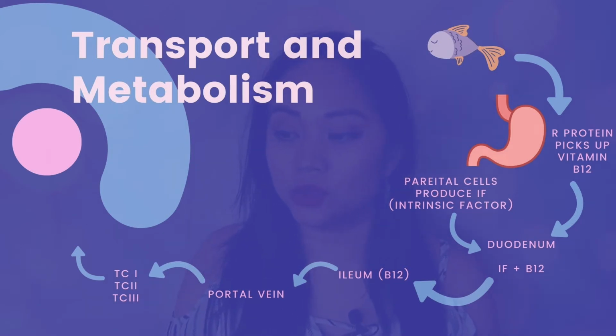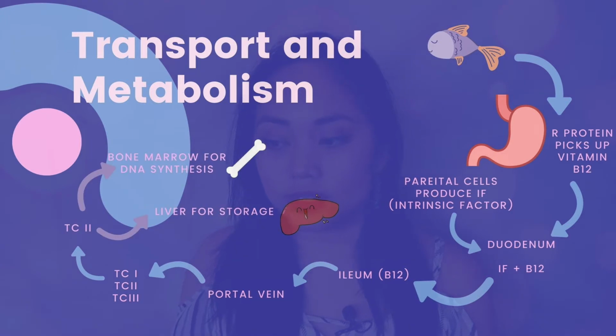So they bind to transcobalamin 1, 2, and 3. Now let's focus on transcobalamin 2, because 2 is the one in charge of distributing vitamin B12 to the tissues that need it and to the bone marrow for DNA synthesis, and it also delivers the vitamin B12 for storage in the liver. Now, important to note is that the daily requirement for vitamin B12 is pretty low, so a lot of our vitamin B12 is stored in the liver.